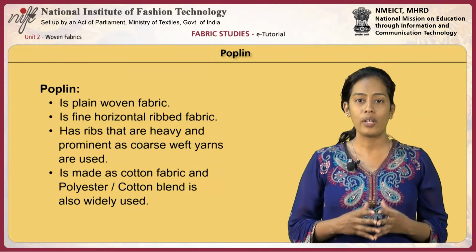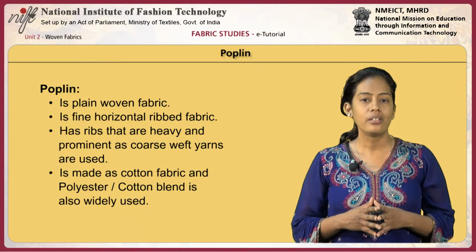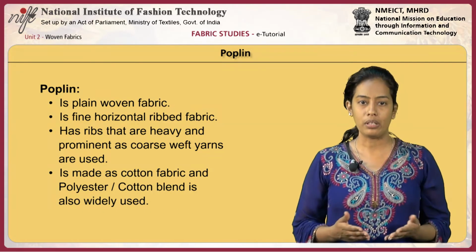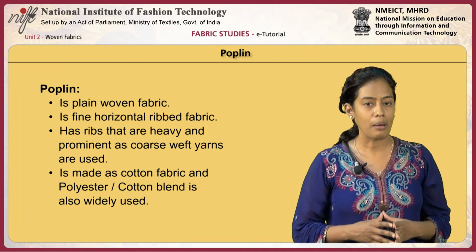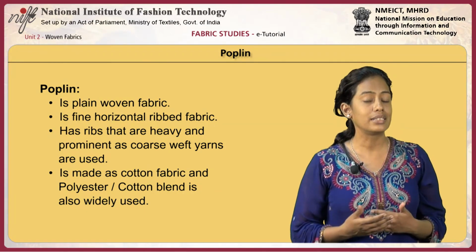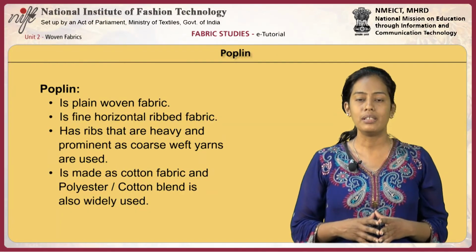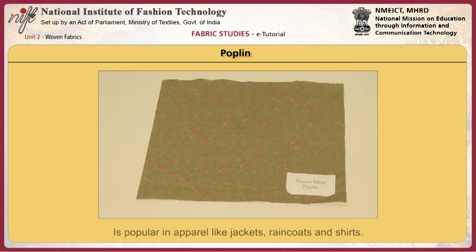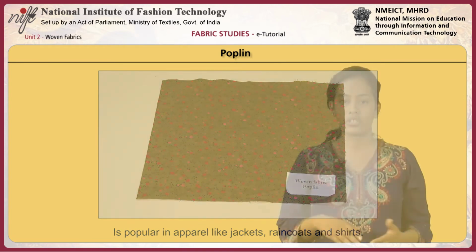Poplin is plain woven fabric. It is fine horizontal rib fabric. The ribs are heavy and prominent as coarse weft yarns are used. It is made as cotton fabric and polyester cotton blend is also widely used. Poplin fabric is usually available in solid colors. Poplin is popular in apparel like jackets, raincoats and shirts.